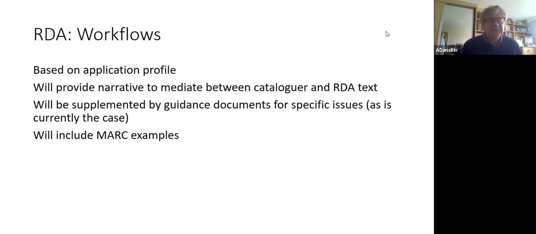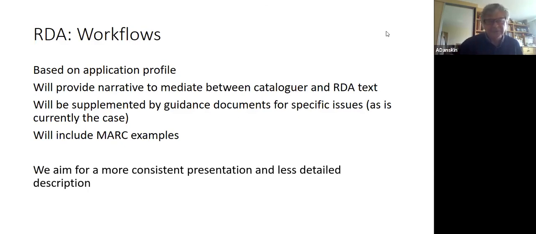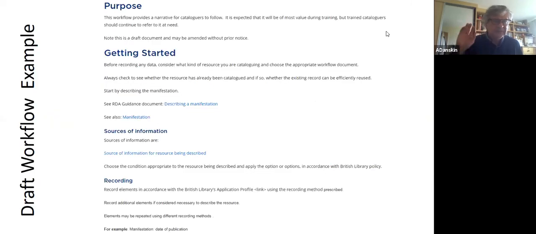So if I come to application profiles, and then to workflows, they're based on the application profiles, and will provide narrative to mediate between the cataloger and the text. It'll be supplemented by guidance documents for specific issues, which is the case already. It may be that those guidance documents will be more widely published than they are at the moment, and it will include MARC examples. We're aiming to have a more consistent presentation and less detailed description than we have at the moment. They're not written yet. This is a draft of how something might look, but don't hold me to it because it was a draft that I did several months ago and thinking is moving on.